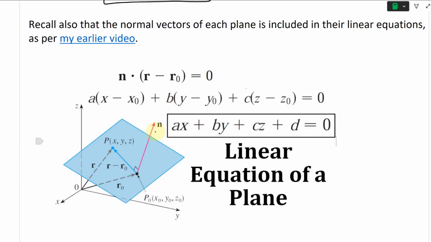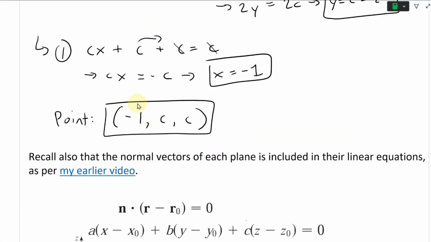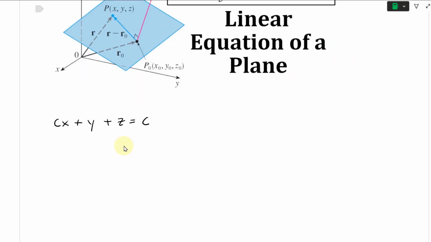And then the normal vector right here is this (A, B, C). Those are included in this normal vector, which equals (A, B, C). So let's obtain those, because we're going to need them. For our equations, we have Cx plus y plus z equals C, and again, that's this right here. The next one is x minus Cy plus Cz equals -1. Yeah, so that's the normal vectors.